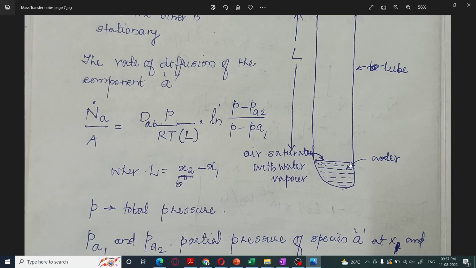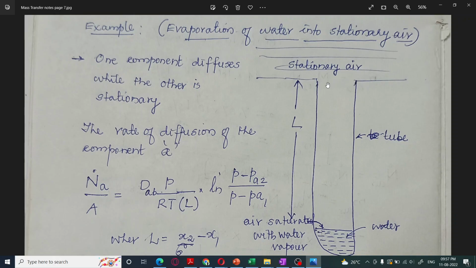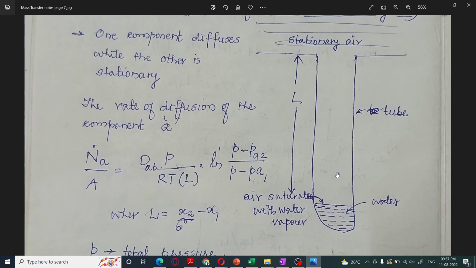So here we have water at this level, and the concentration of water here can be found out if we know the saturation pressure corresponding to that temperature. And above this column we have air. Air can be dry air or air that also contains some water vapor in it, but its concentration will be less than the concentration of water vapor at this level. So that diffusion will be there. It is pure evaporation of water vapor without any wind over that. So this equation is there.